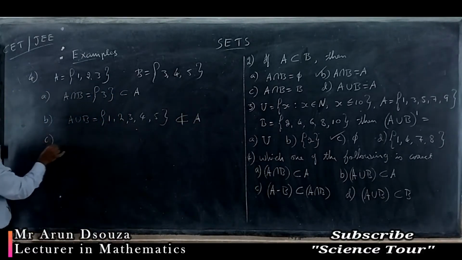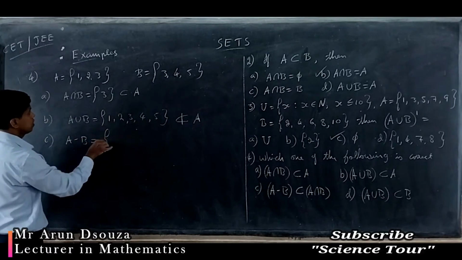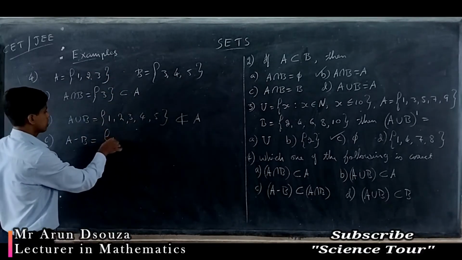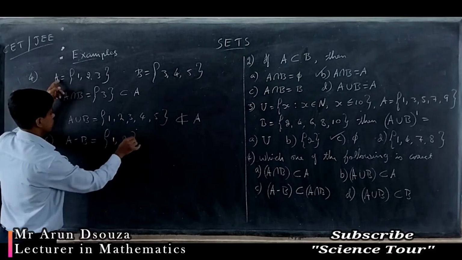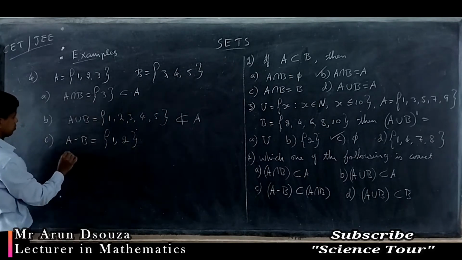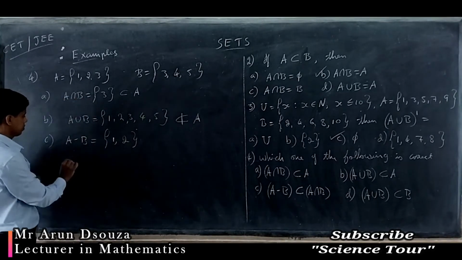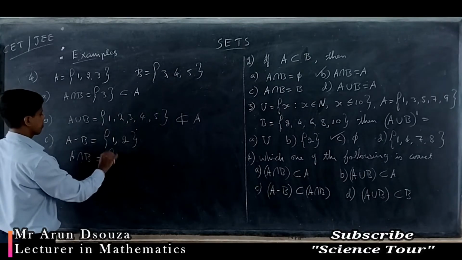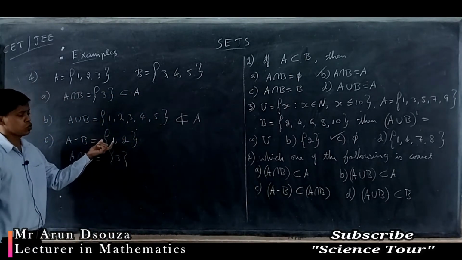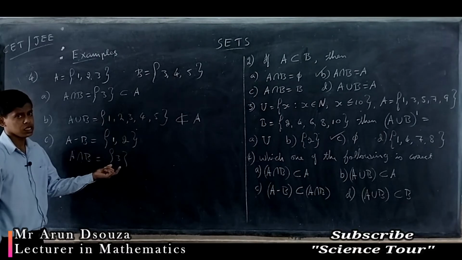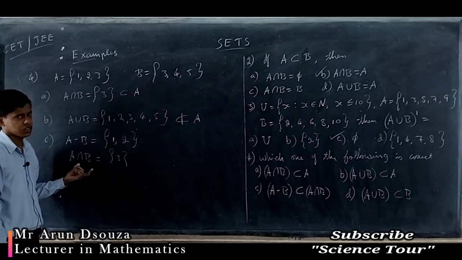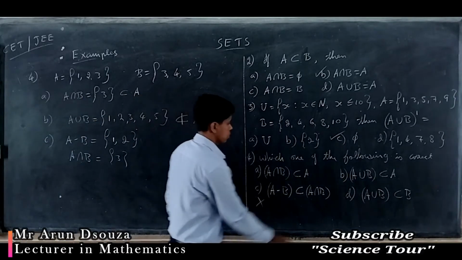Okay. Then C. What about A minus B? From A, you have to remove the elements of B. Remove 3, 4, 5. 4, 5 is not there. So remove 3. What remains in A? So from A, remove the elements of B. That's the meaning. And A intersection B is 3. Okay. So now, can you say it is a subset? Can you say 1, 2 is a subset of 3? No. All the elements of A minus B are not present in the intersection. So this is also not true.